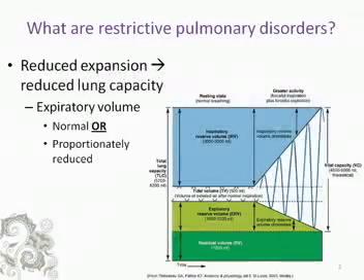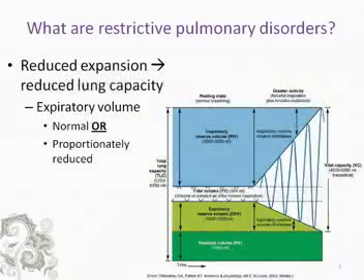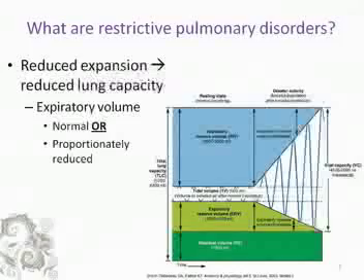So what are they? Well, they are a disease that affects and reduces the expansion of lung capacity. So you influence lung capacity, you reduce it, you prevent the lung from being able to expand appropriately. Expiratory volume is either normal or proportionately reduced. So here patients actually can't inhale as much as a normal individual. So it's an inhalation problem with restriction, whereas before we were looking at exhalation being problematic for obstructive.